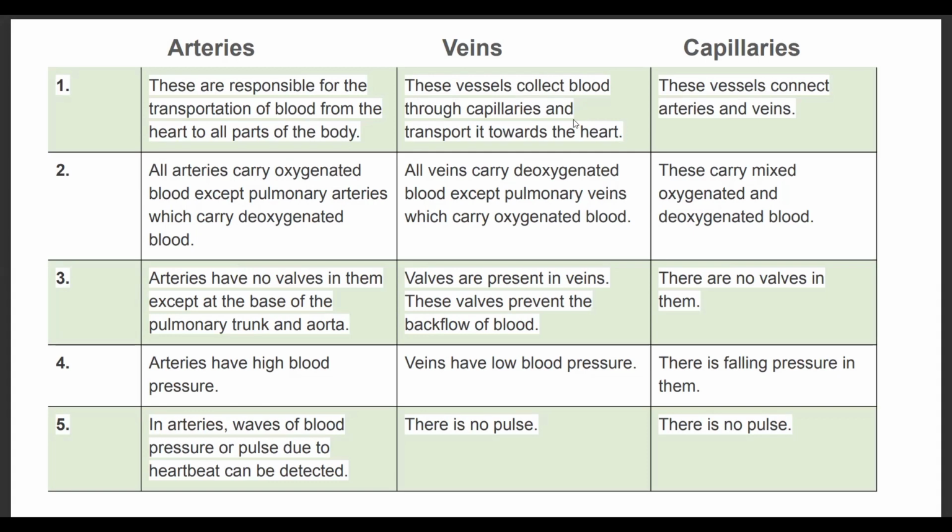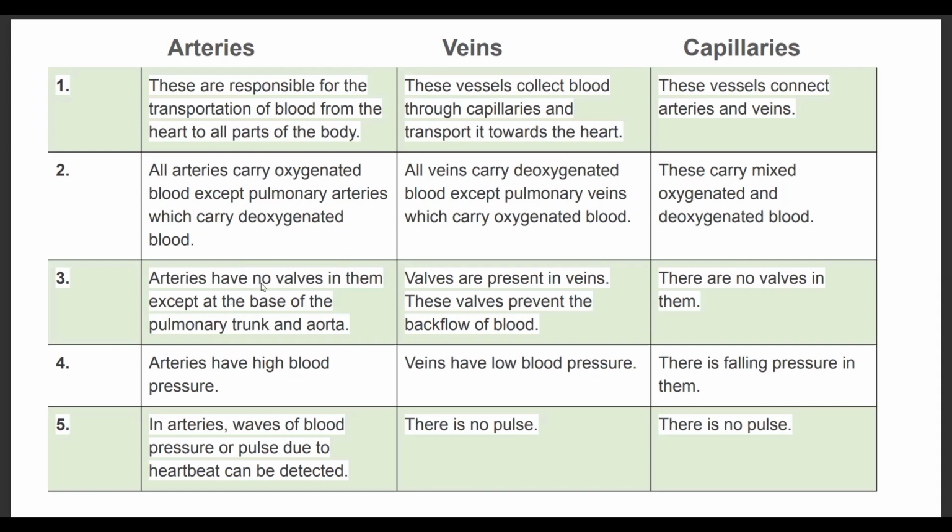Right? All arteries carry oxygenated blood except pulmonary arteries, which carry deoxygenated blood. Then all veins carry deoxygenated blood except pulmonary veins. Then capillaries carry mixed oxygenated and deoxygenated blood.